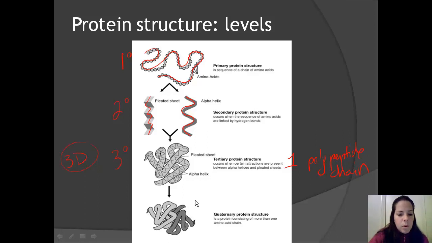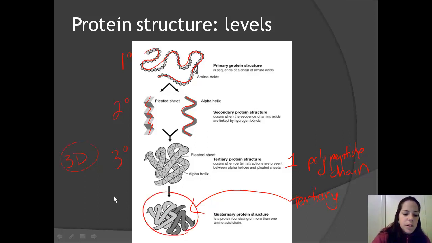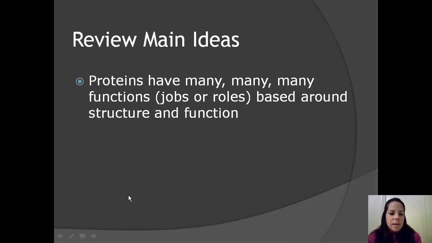And when we move to a quaternary protein structure, then we're going to move down this tertiary and we're going to go grab another tertiary or another polypeptide chain from somewhere else and bring it in to form the quaternary protein structure. So let's review the main ideas. Proteins have many, many functions, jobs or roles based around protein structure and function. And the other important thing to remember is there are four levels of protein structure.